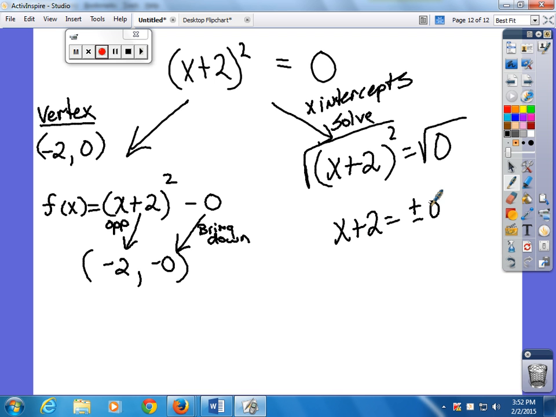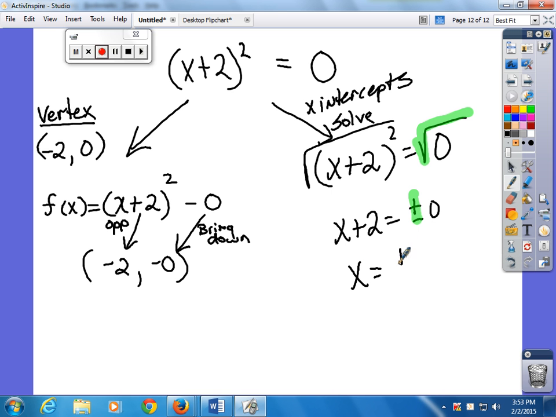Now this is important. I need you to take a highlighter and highlight that and this. Now with 0, it doesn't matter. But what's the square root of 4? Positive or negative 2. What's the square root of 9? Positive or negative 3. And that's going to make a difference because you got two x-intercepts, positive 3 and negative 3. They're two x-intercepts.